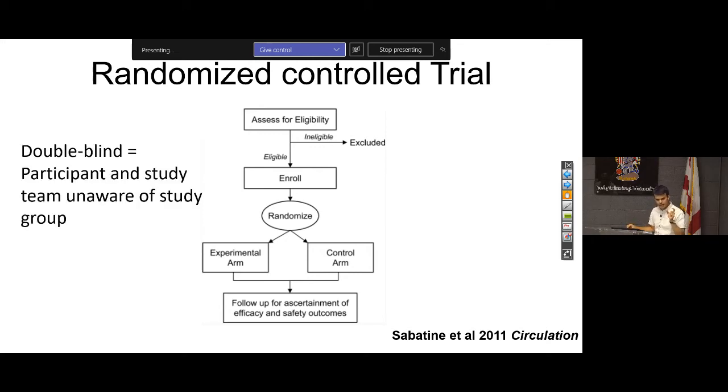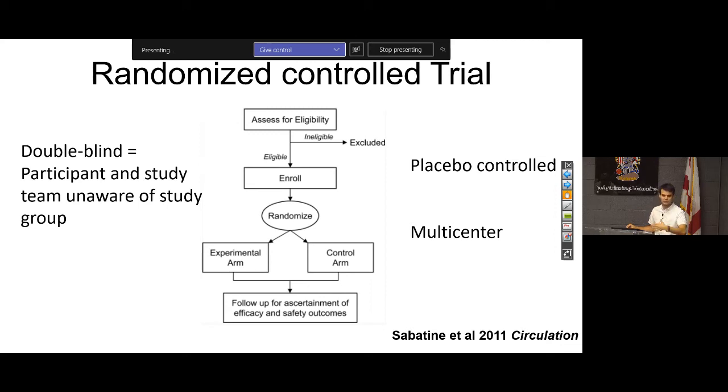Things that are important are blinding. A double blind study means that the investigator and the participant have no idea what group they're in. They don't know if they got aspirin and they don't know if they got sugar pill until the very end, when the data is analyzed and unlocked. Placebo controlled would mean that the placebo, in this case, is a sugar pill.